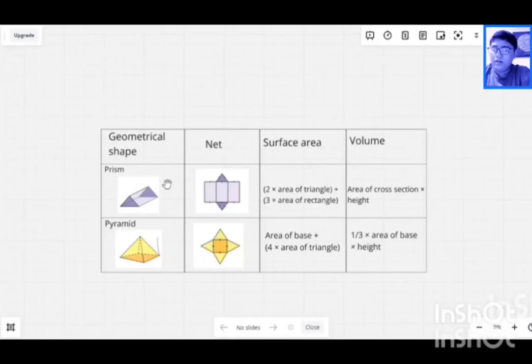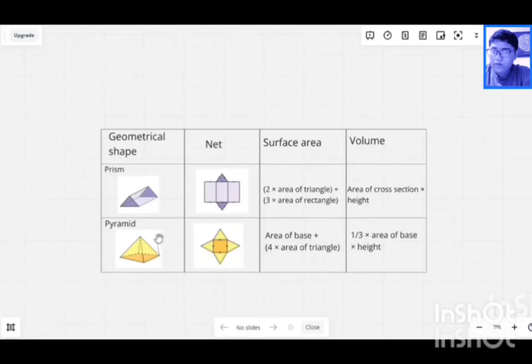For prism, the net will become like this, and the surface area formula is 2 times area of triangle plus 3 times area of rectangles. For the volume, area of cross-section, that is this triangle or this triangle between these two lines, if you can choose, times height. The height is this to this.